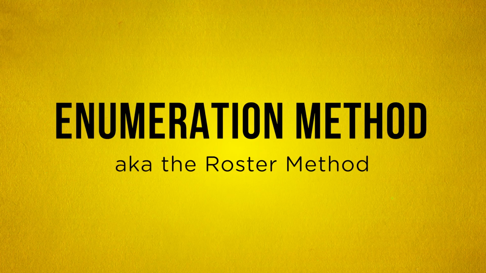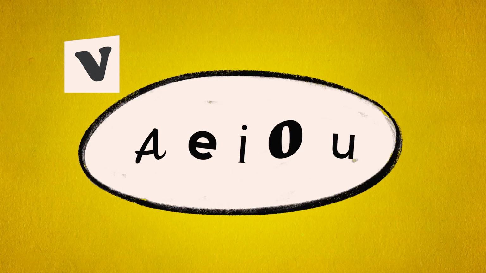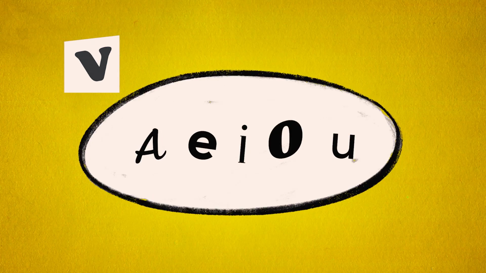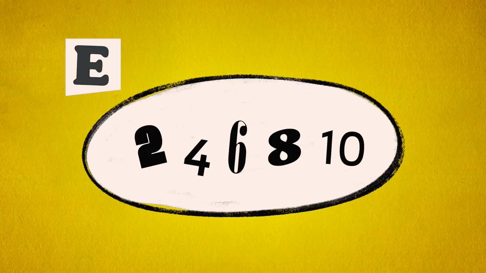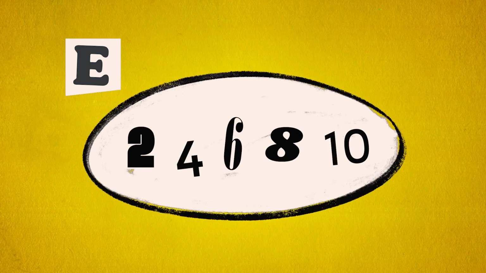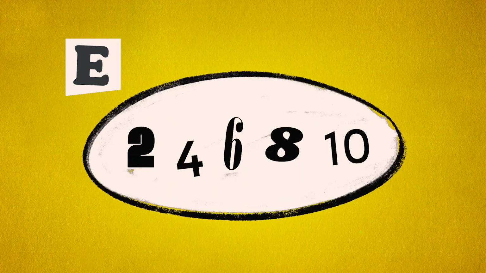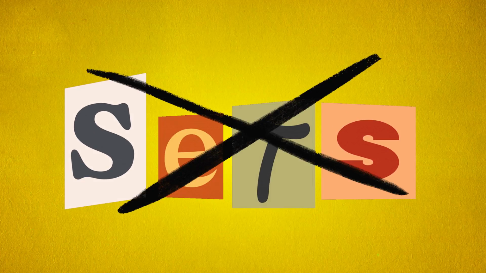To describe a set and its elements, one can use the enumeration or roster method. For example, if we have a set of vowels denoted as set V, we would enumerate the elements as A, E, I, O, and U. Meanwhile, a set of natural even numbers, denoted as set E, would have the elements 2, 4, 6, 8, and so forth.